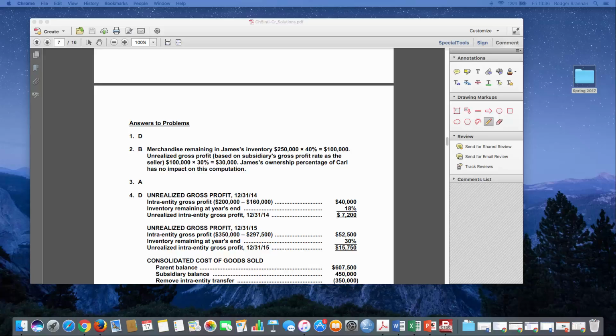Okay, and the gross profit percentage is 30%. So those are the two major ones. First, that 40% of the total sales are left in inventory. So the 100,000 in a sense needs to be reduced back to its cost. And the way you do that is taking it times the gross profit percentage of 30%. So the 30,000 would be the amount of the adjustment that would have to be made.